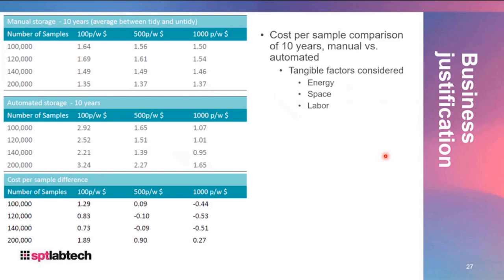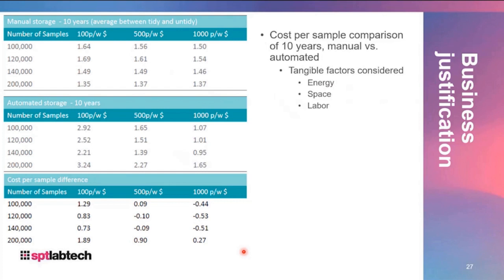So, cost per sample comparison, similar to what we just did, but more on a macro scale. For the 10-year manual storage comparison to automated storage, the average here is cost per sample between the tidy and untidy model, to give a more realistic feel, because I don't think most labs are one bucket or the other. Probably somewhere in the middle, which, in most cases in life, is where the truth is. So just a quick comparison, looking at some of the cost per sample differences over this 10-year span for this comparison model.